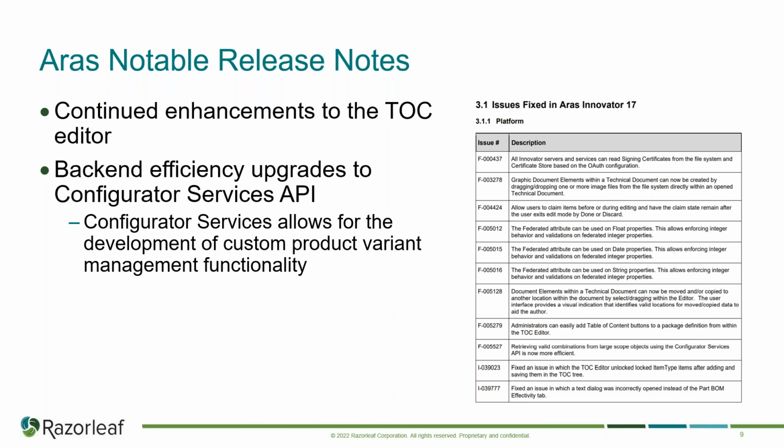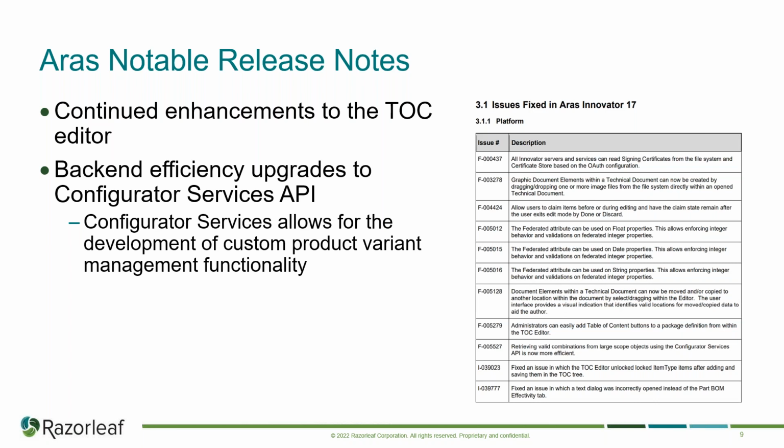So I have a screenshot here of the release notes, the main issues that have been fixed within Heiress Innovator 17. So these are just some smaller notes. So one, there's some continued enhancements to the table of contents editor. As with all new functionality, there's a few bugs occurring. When you added item types to the table of contents editor and then saved them within the table of contents tree, the item types would essentially remain unlocked. So that issue has now been fixed, as well as you're now able to add buttons to immediately access a package definition from within the table of contents editor.